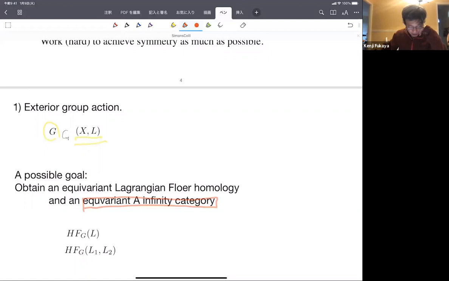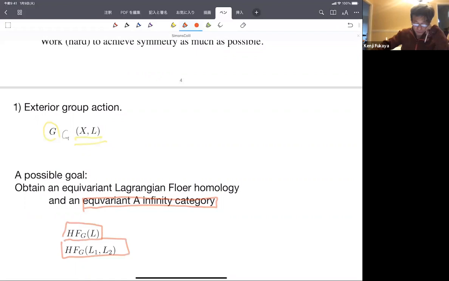And typically we want to find this equivariant structure. If you have a single Lagrangian submanifold, you have this equivariant Floer homology group, on which you have an NVD structure. And this equivariant Floer homology group should be related, usually, to equivariant cohomology by a certain spectral sequence. And if you have a pair, you have the equivariant Floer homology between two Lagrangian submanifolds. So that is the goal.